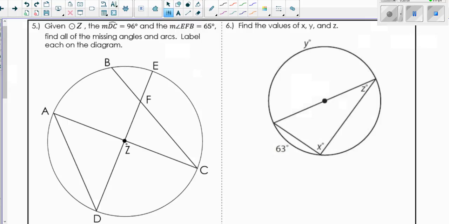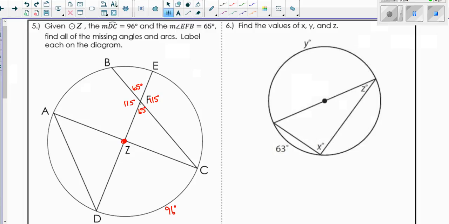Okay, so circle Z, because that's your center of your circle. The measure of arc DC, so this arc right here, is 96. And the measure of angle EFB, so this angle right here, is 65. Find all missing angles and arcs and label each on the diagram. All right, so vertical angles is where I would start. This has to be 65. And then linear pairs or supplementary, this is 115, and 115. Degrees, degrees, degrees.